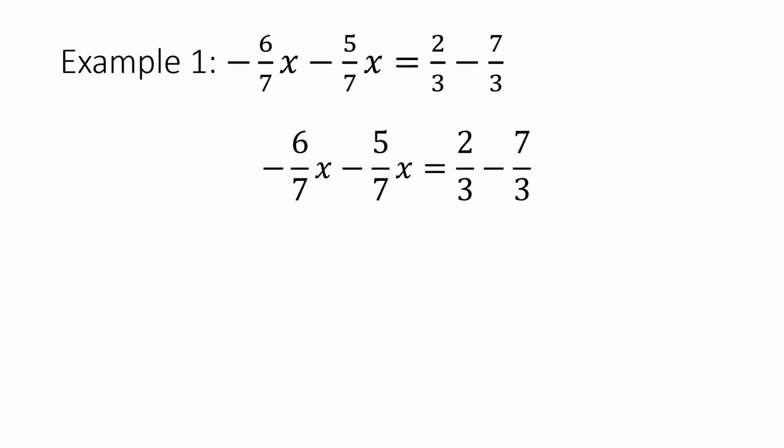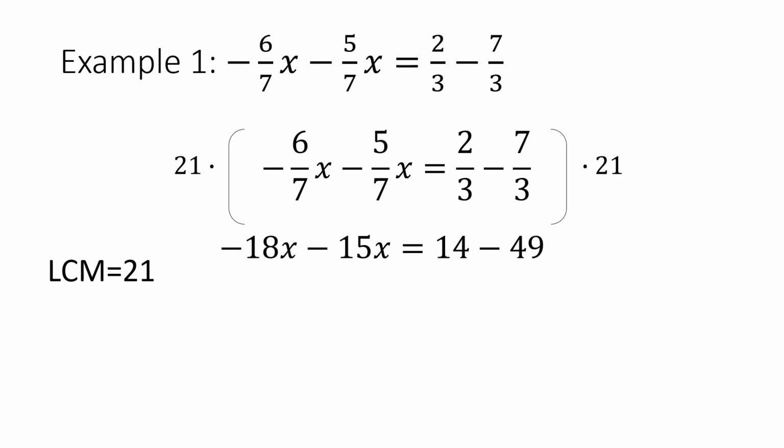In order to get rid of the fractions, we need to find the least common multiple for the denominator. So the LCM of 7 and 3 would be 21. And so what I'm going to do is multiply each fraction by the LCM, the 21. It's going to simplify to be negative 18x minus 15x equals 14 minus 49.